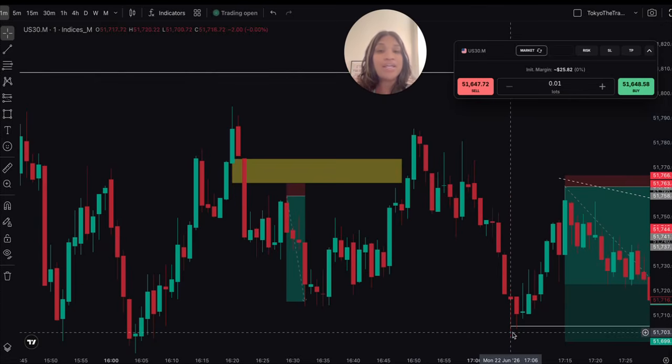So this is how we can identify liquidity: imbalance, previous highs, previous lows. Not just any previous highs, previous lows, but the ones where people have more than likely taken positions. Those are going to be the targets.